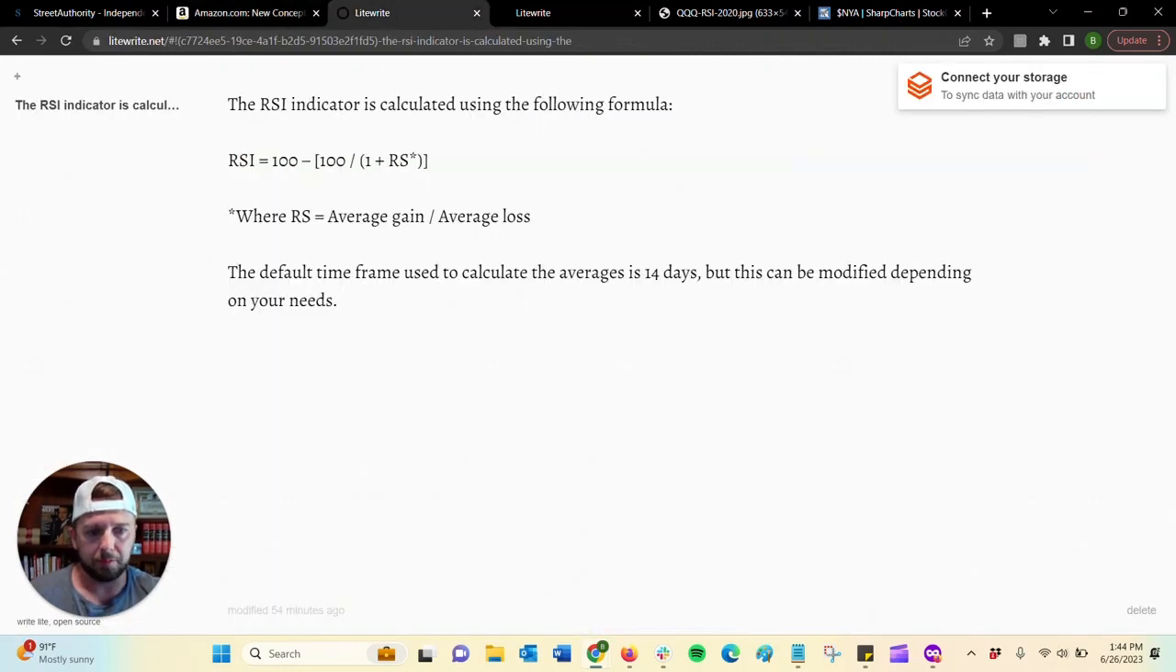And the formula looks like this. RSI stands for the average gain divided by the average loss, and the default time frame used to calculate this is 14 days, but you can modify it based on your needs. The other thing to note is, you don't need to memorize this formula. Most trading software charting platforms will already have this, but I figured I'd share it with you.